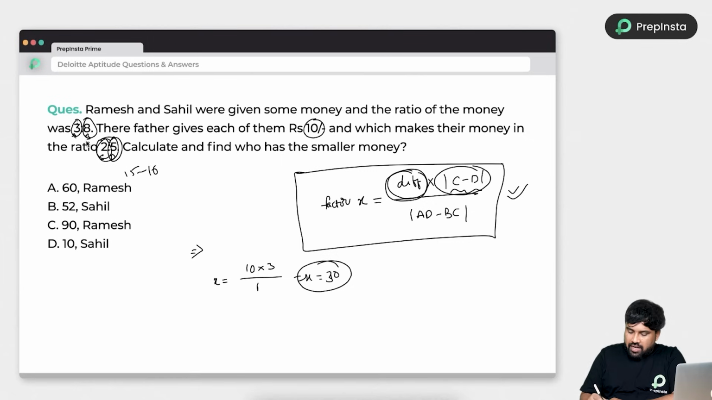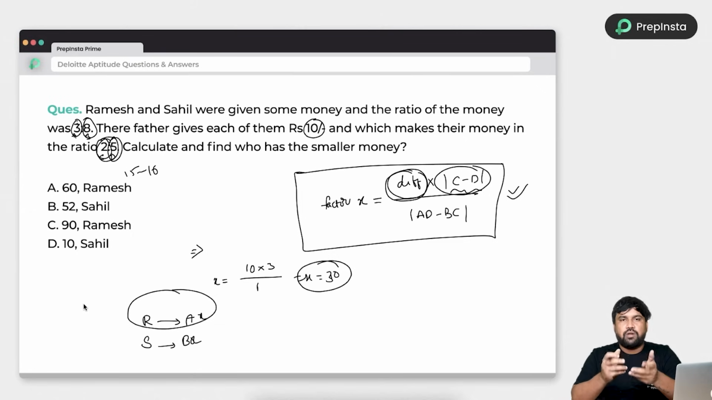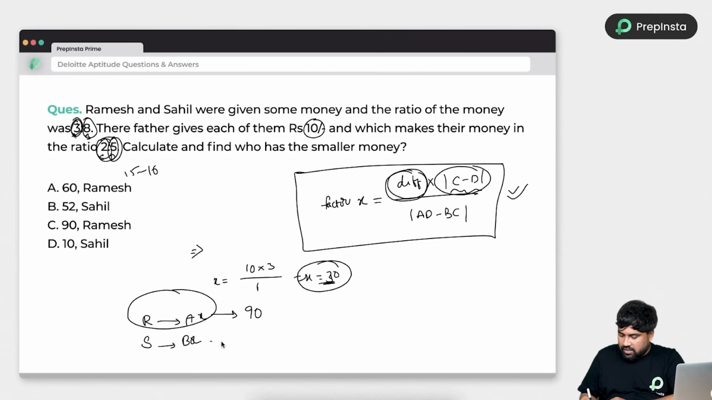If x is equal to 30, then for Ramesh's portion you have to multiply with ax, and to get Sahil it is bx. Simple guys. So this is the explanation actually I did. Now let's revise the problem. So Ramesh's portion is, the a value is 3, right? So 3 into 30 is 90 and Sahil's value is 8 into 30, 240.